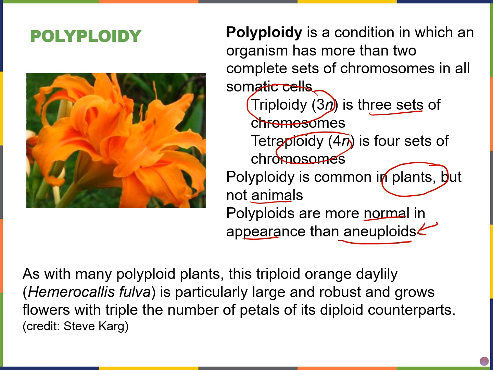So you have 1 fewer in chromosome number 30, for example. So here in our book, we have an example of a polyploid plant, and it has more petals than its diploid counterpart.